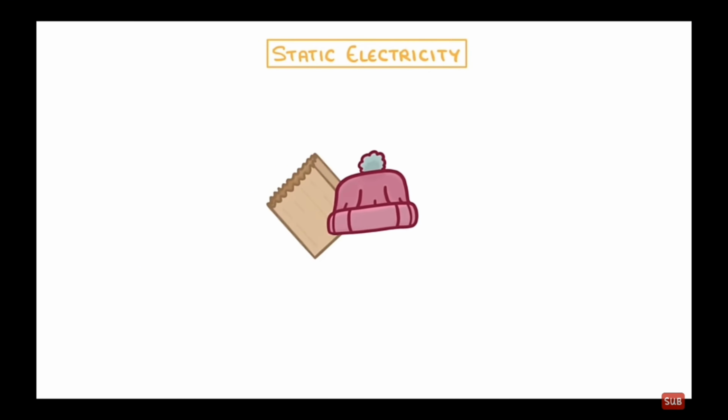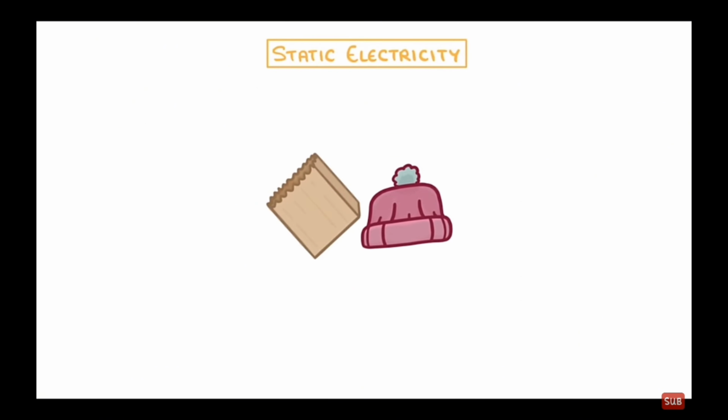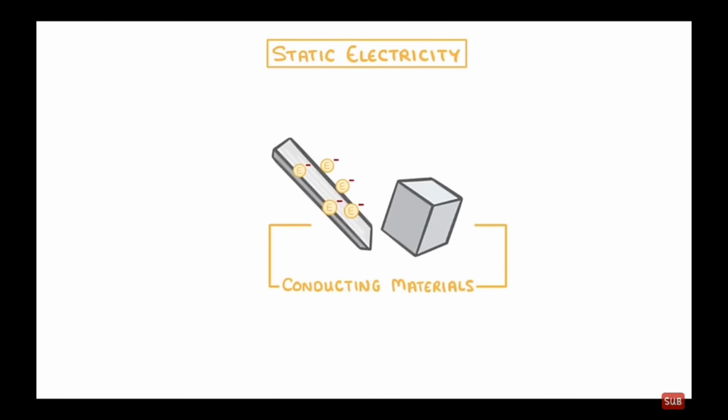If materials are rubbed together though, like a bag and a hat, then the friction between the two objects causes electrons to be rubbed off one of them and onto the other one. In conducting materials, like metal, where the electrons are able to move, the electrons just flow straight back again, and so no charge ever builds up.